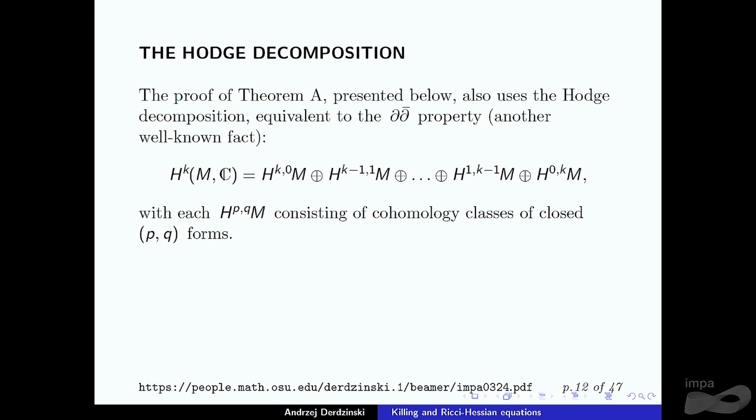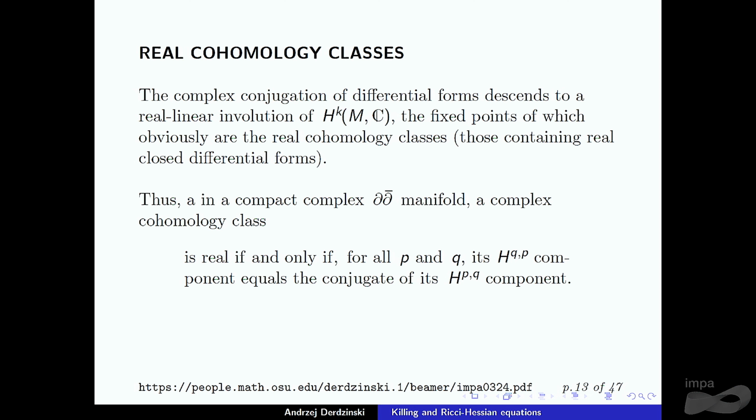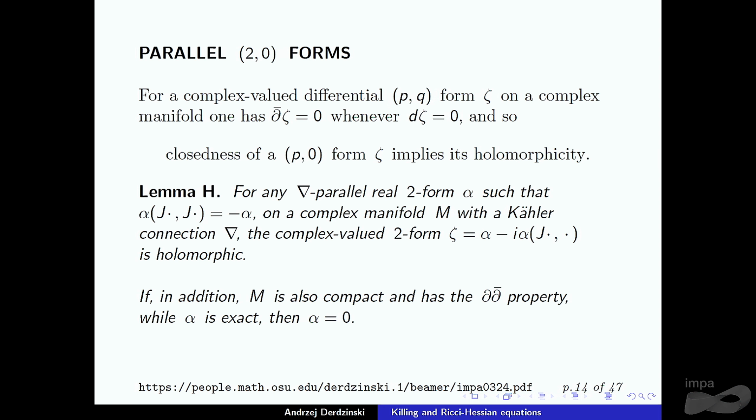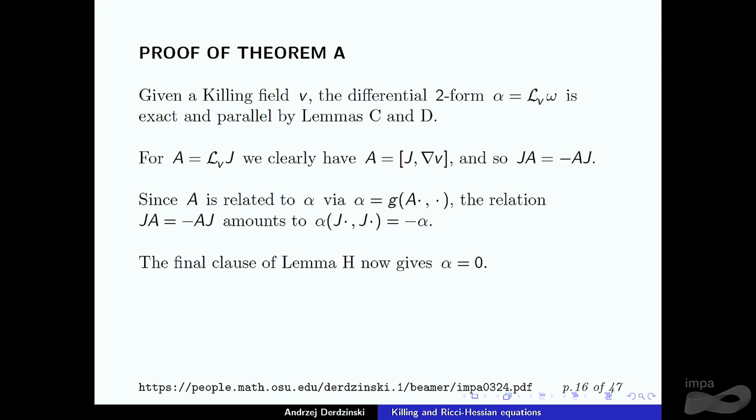So in particular, we have the following consequence, that in a compact complex manifold having the DD bar property, we have this displayed statement: a cohomology class is real if and only if for all p and q, its H^{q,p} component is equal to the conjugate of its H^{p,q} component, because that's how the conjugation operates between those summands of the Hodge decomposition. That will come very handy in a moment, because now we can prove this theorem A. So how do we proceed to prove it?